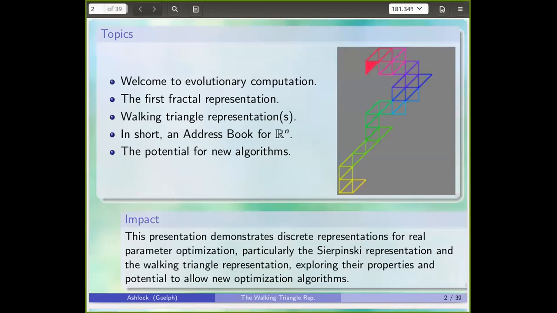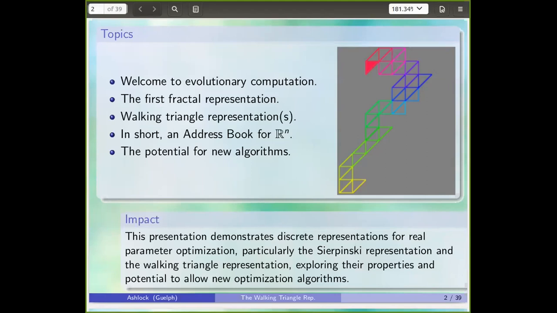Then I'm going to talk about the first fractal representation for optimization that turned out to have a bunch of cool properties, except it didn't scale. And then we found a way to fix it, and that led to something called the walking triangle representation, which there's sort of a picture of over there on the right. And it turns out that it's an address book for all of Euclidean space. And then I'm going to talk about how this and one other representation that I'll introduce open up at least two new sorts of algorithms.